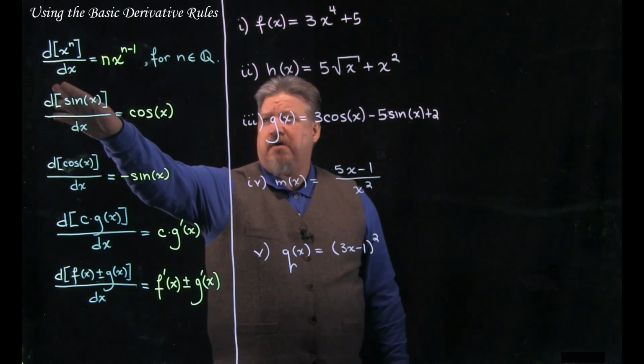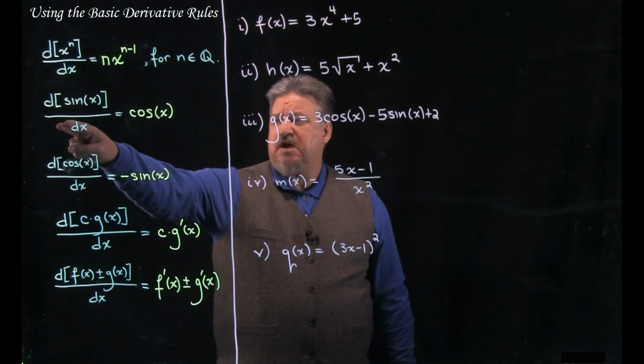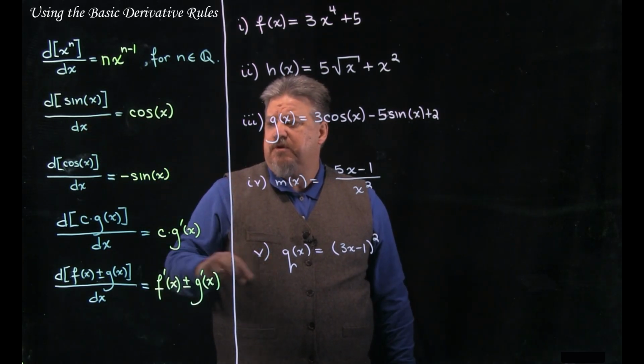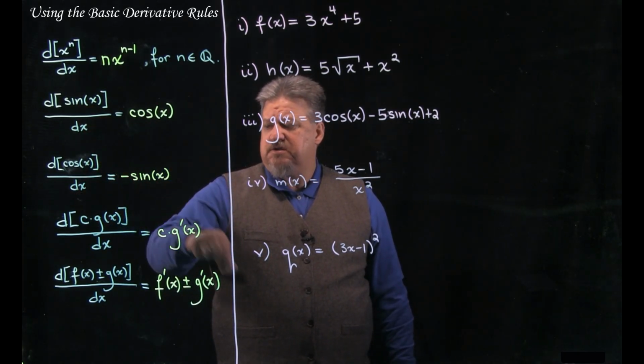This is what's called the power rule. This is the sine rule. The derivative of sine is cosine. The derivative of cosine is minus sine.